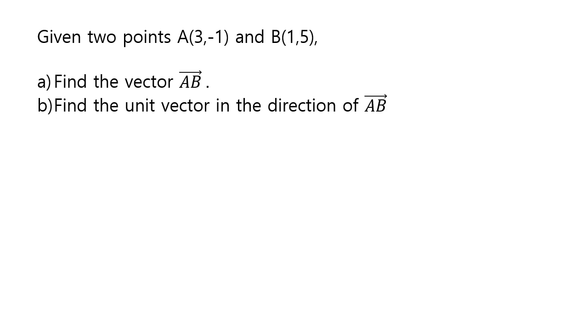Given two vectors A and B like this, if you want to find a vector from A to B, the formula is to do terminal minus initial. That's all you have to remember. So in our case, it ends at B and initial is A, so you do B minus A. So it's (1, 5) minus (3, negative 1).